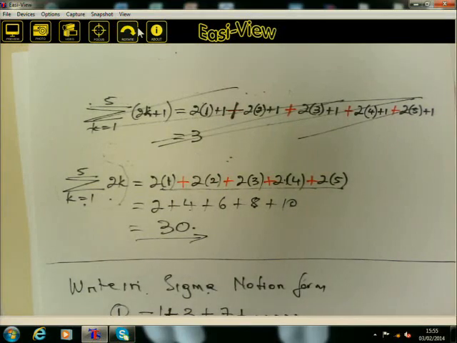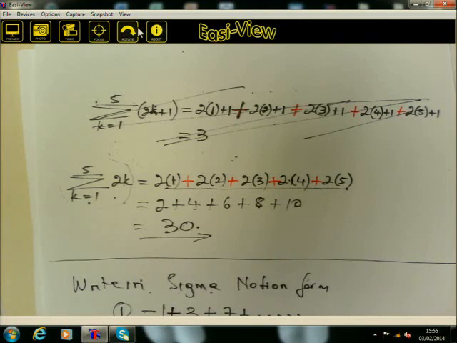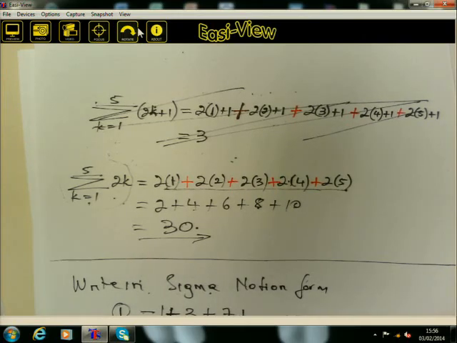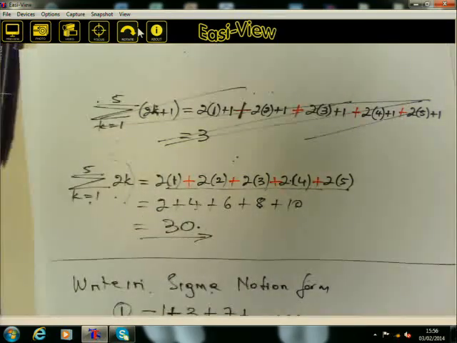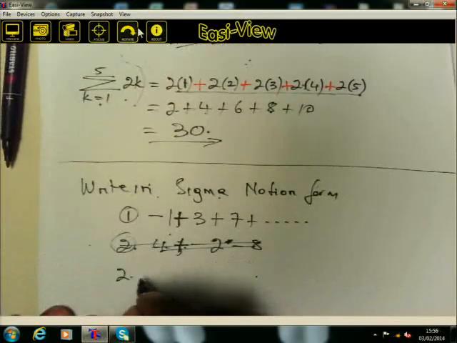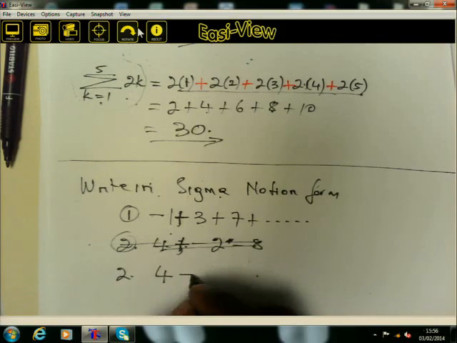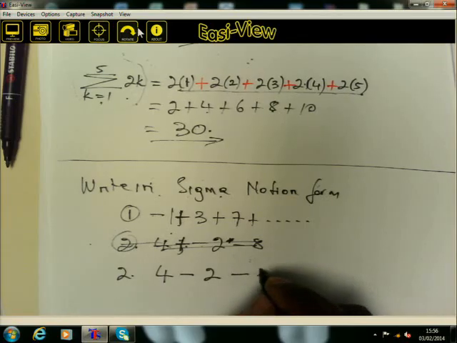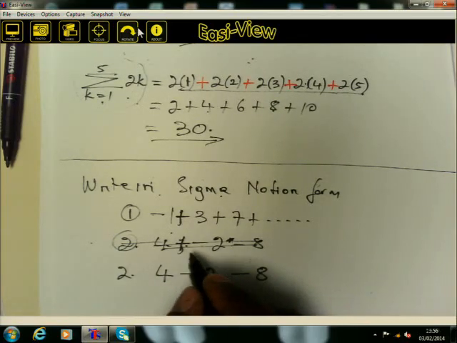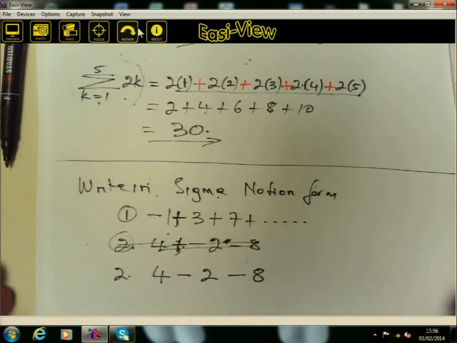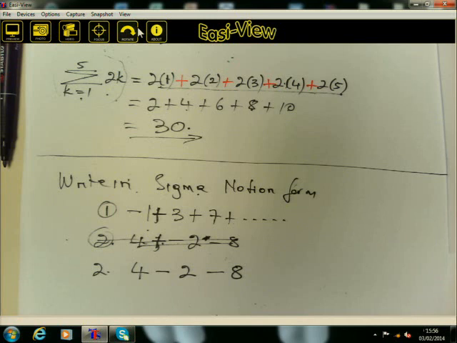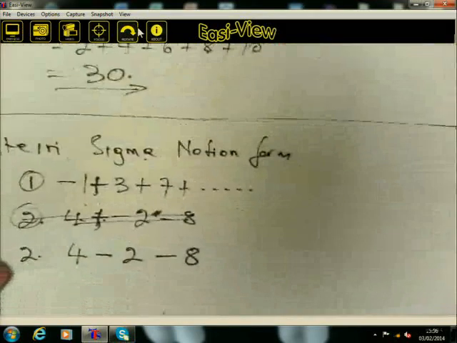The second one that I want us to do, we'll do together, will be 4 minus 2 and minus 8. Remember, we are adding them. Minus 8. It means this one, let's write it this way. This one is number 2 will be 4 minus 2 minus 8. These are the two series that we have. We want to take the one with the negatives and take the one with the positives. So let's look at those two and see how far we want to write them in a sigma notation form.